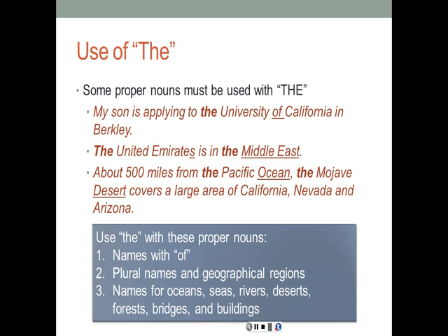Finally, we use the article the with names for oceans, seas, rivers, but not lakes or other bodies of water. And we also use the article the with names for deserts, forests, bridges, and buildings. For example, we might say the Pacific Ocean, but we wouldn't use the with Lake Washington. We might say the Mojave Desert, or the San Francisco Bridge, or the Space Needle, but we wouldn't use the article the with Olympic Park, California, or Route 66.